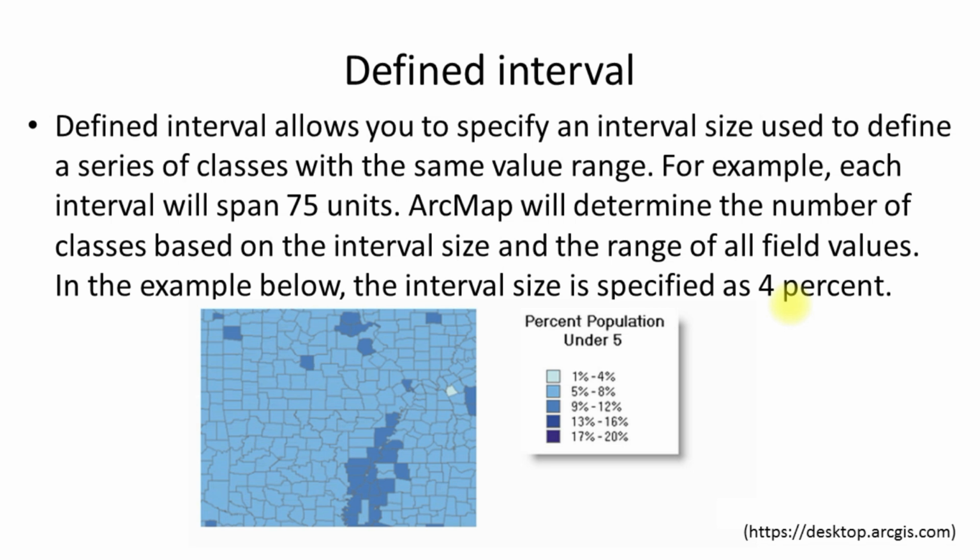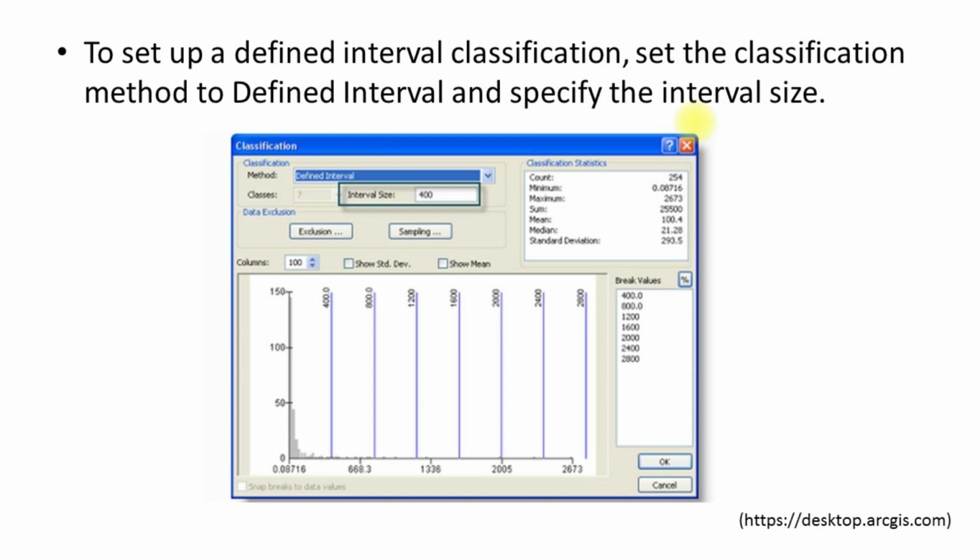So the difference between the defined interval and equal interval is that you can just put the interval size manually, while with equal interval ArcGIS automatically divides classes from the lowest point to the highest point and divides it into equal intervals according to the class number. So to set up the defined interval classification, set the classification method to defined interval and specify the interval size.